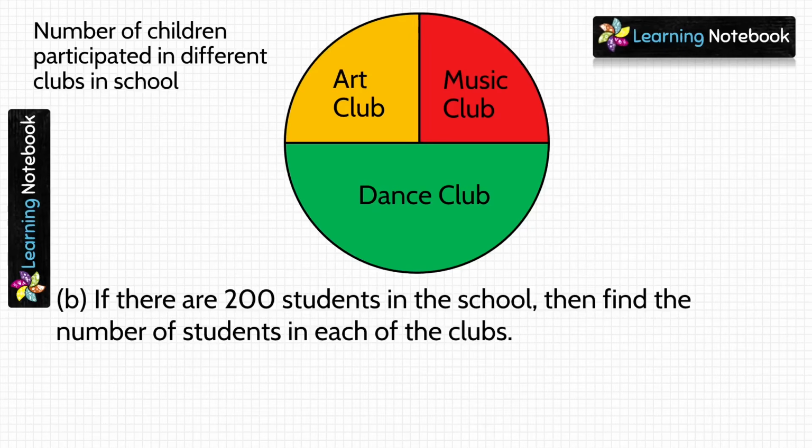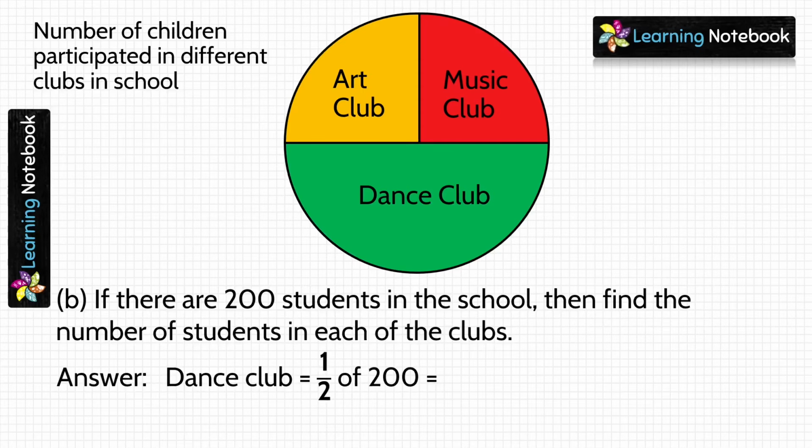If there are 200 students in the school, then find the number of students in each of the clubs. First, let's find number of students in dance club. Since dance club is representing half of this pie chart, so it means students in dance club would be half of 200, which is equals to 100. So there are 100 students in dance club if there are 200 students in a school.